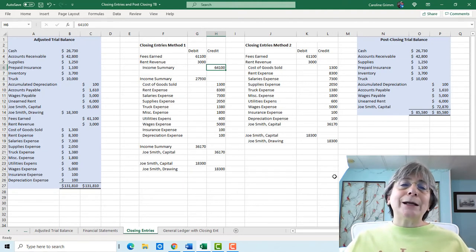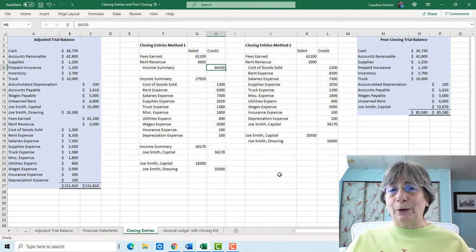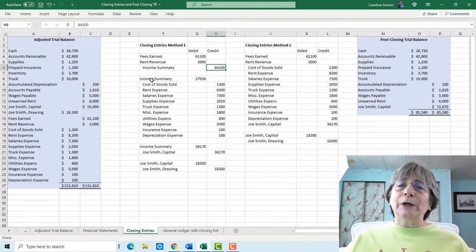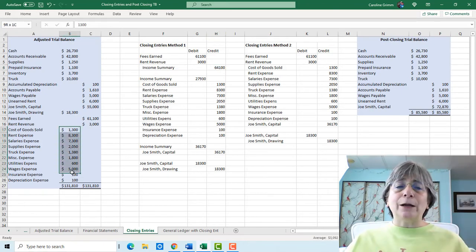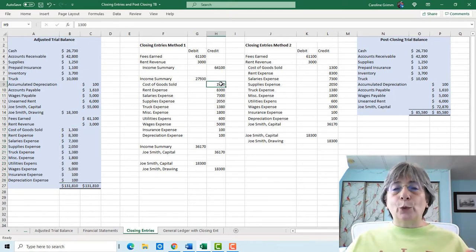And the offsetting account is this new pass-through account called income summary. So our credit is to income summary. In the second closing entry, we need to close out all of our expense accounts so that they go back to zero and we're ready to start the new month fresh. So all of these expense accounts have a normal debit balance. So in order to close them out, we need to credit them.